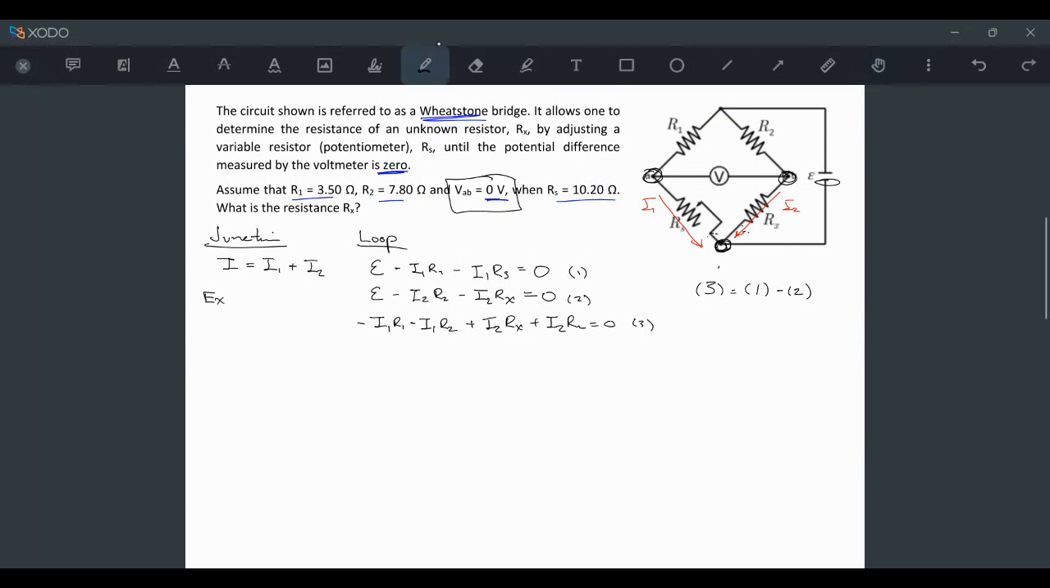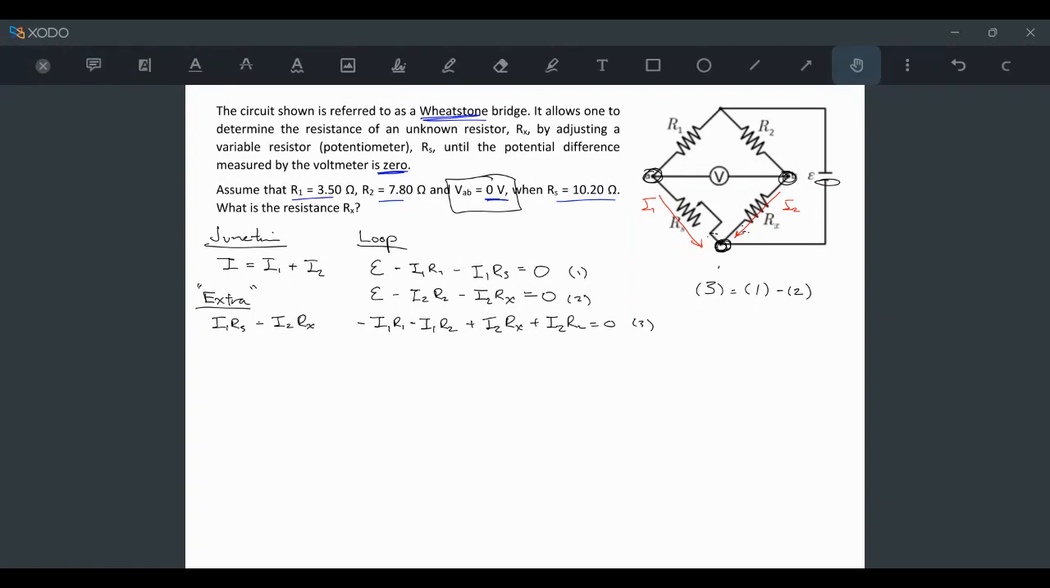So we'll call this extra information. And this all comes about from the fact that VAB is equal to 0. So this tells us that I1 Rs, that's the potential drop across resistor S, is equal to I2 Rx. And similarly, if we wanted to do the same analysis for the upper half of the Wheatstone bridge, the same arguments can be made. So we'd similarly have I1 R1 is equal to I2 R2.